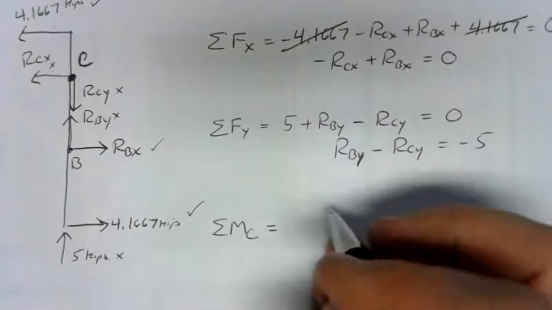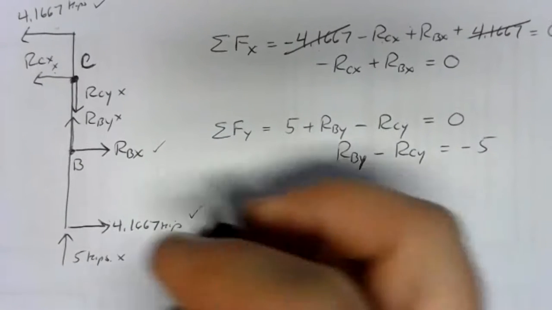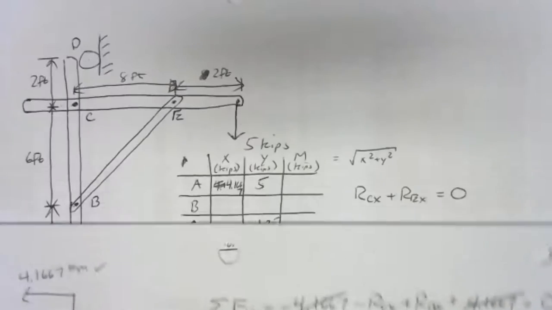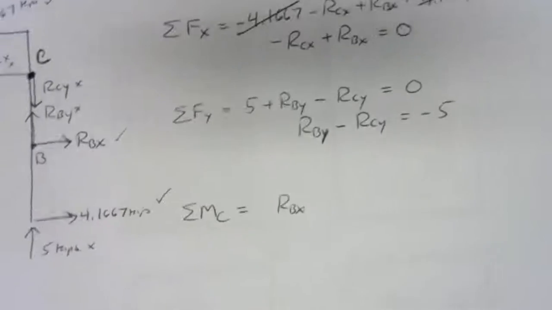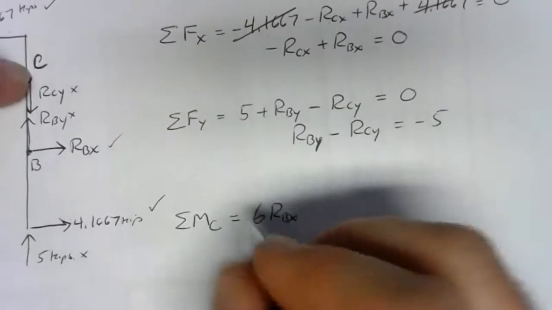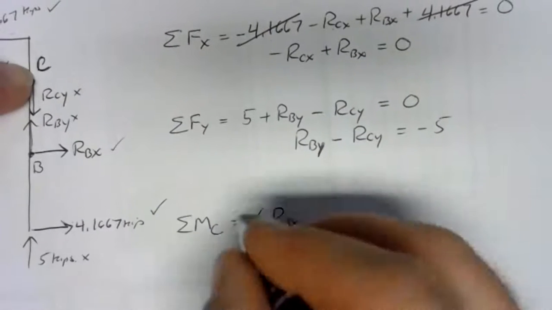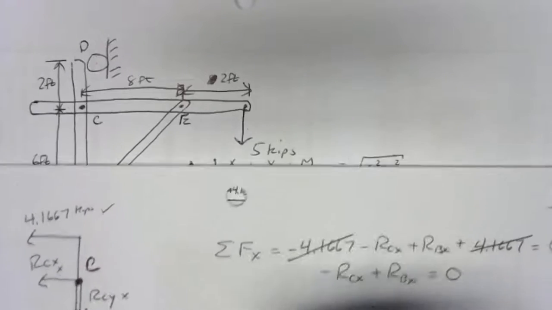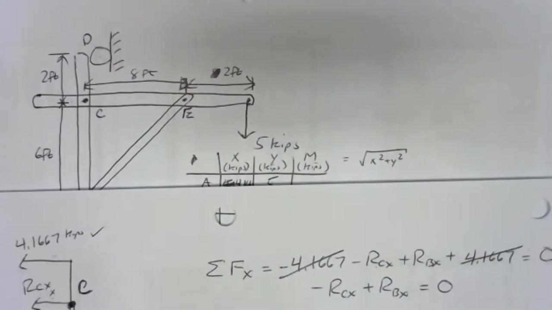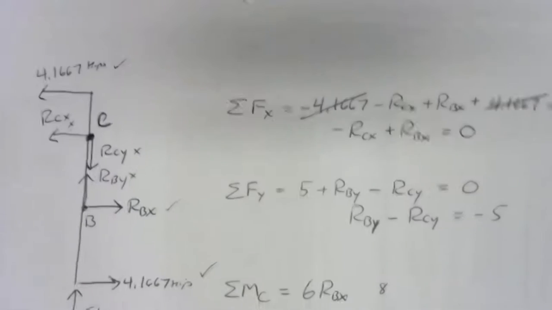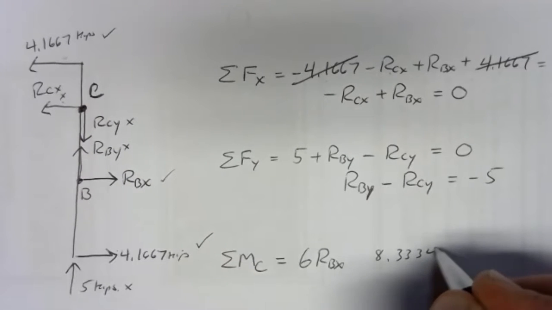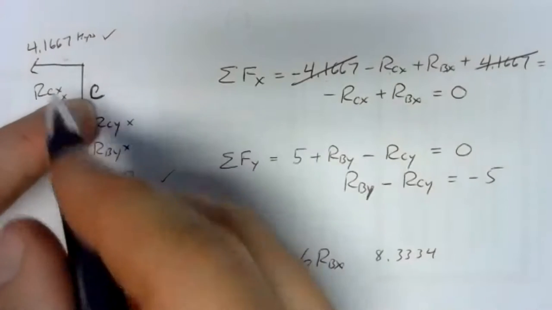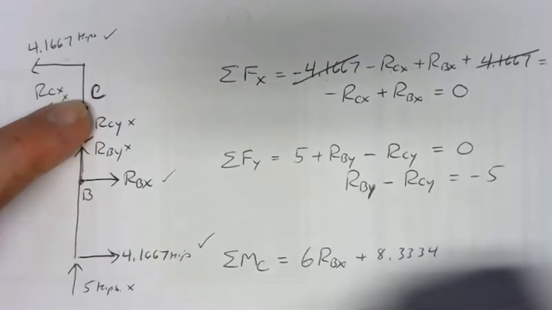To figure it out here, we're going to have RBX. I got to have the arm for that. The arm for that is the distance from C. That's 6 feet. So we have 6 RBX. Pinned at C pulling to the right, that's counterclockwise, so it's positive. The 4.1667 at the top is 2 feet away. So we have 2 times 4.1667, which is 8.3334. So we have 8.3334. Pinned at C pulling to the left, that's also counterclockwise, so it's positive.